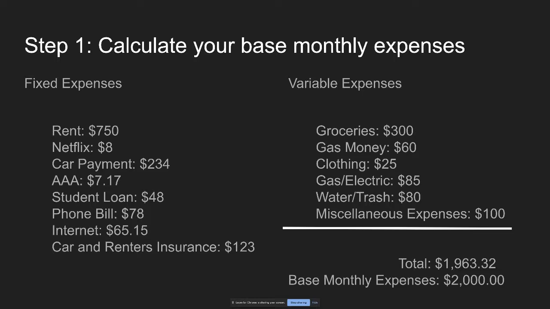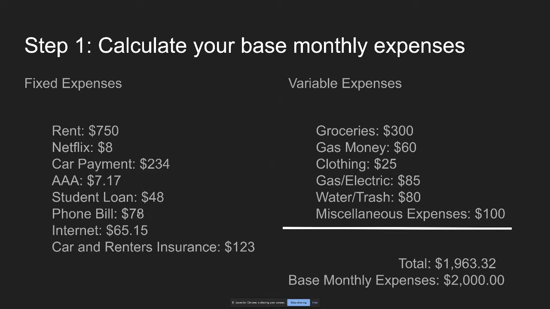In order to create a budget, we're going to go through several steps. First, step one, which is to calculate your base monthly expenses. You'll see here we have fixed expenses versus variable expenses. That just means expenses that are always exactly the same from month to month versus those that can change from month to month. Not everybody's are the same in these categories. Obviously, everyone pays different amounts on their rent and car payment, but also what might be fixed for some is not fixed for others.